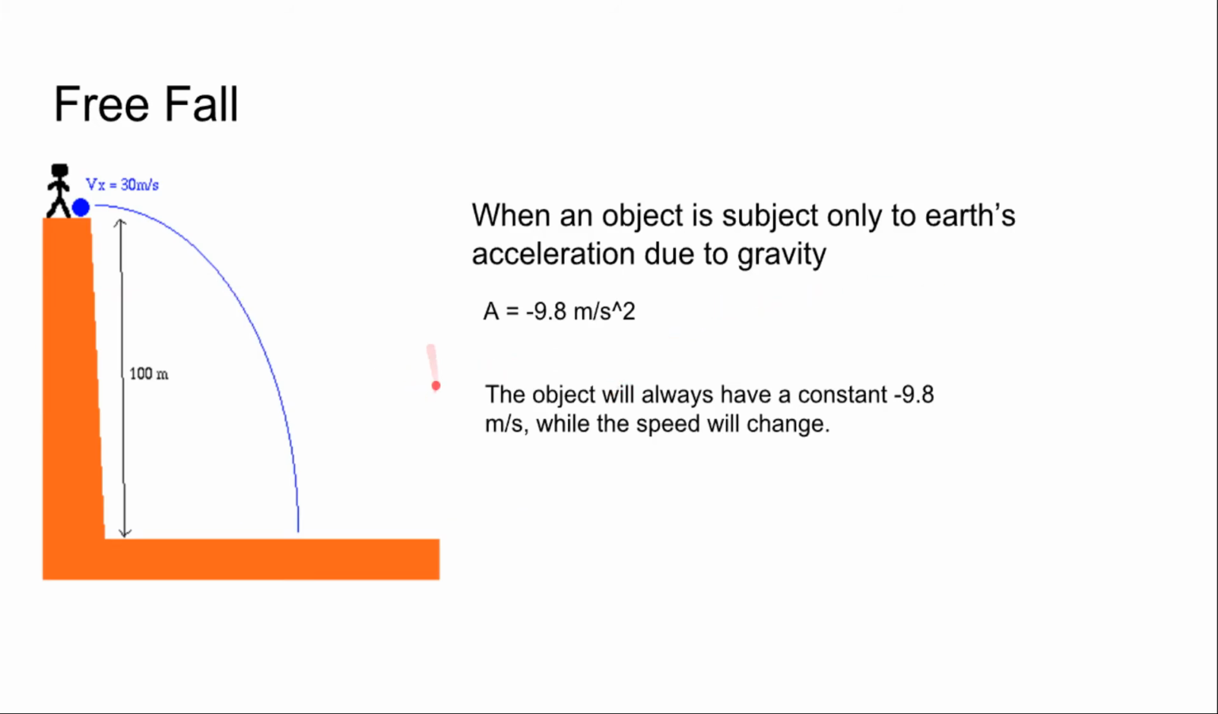So you often see this cliff problem in this unit, where something is thrown off a cliff. This happens to be a freefall problem because it's when an object is subject only to Earth's acceleration due to gravity, and acceleration is usually negative 9.8 meters per second squared, and the object will always have a constant negative 9.8 meters per second squared, while the speed will change. And usually if it's a projectile that is fired from horizontal like this, it often has 0 speed at the top, but still it has that constant negative 9.8 meters per second squared.